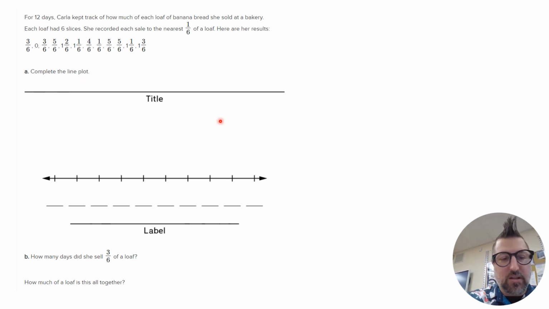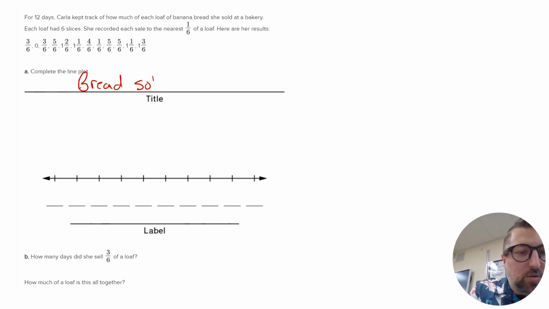So what we have to do is complete a line plot based on this, including a title and a label. We're going to put our fractions here, and we're going to put our x's along here to do it. I'm going to set this up so you don't have to watch me do it all. I'm going to call my title Loaves of Banana Bread, or Bread Sold at a Bakery. And then for my label, I'll put fraction of a loaf.